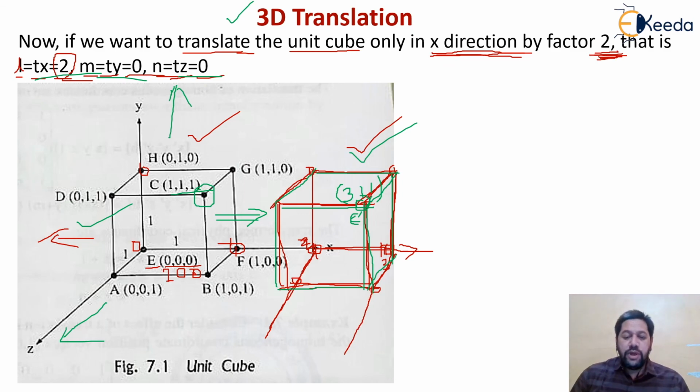What we need to do is perform the matrix multiplication of the original object with the 3D translation matrix with the respective values of tx, ty and tz. Okay, so as per the user requirement, we will get the transform object which is similar to this.